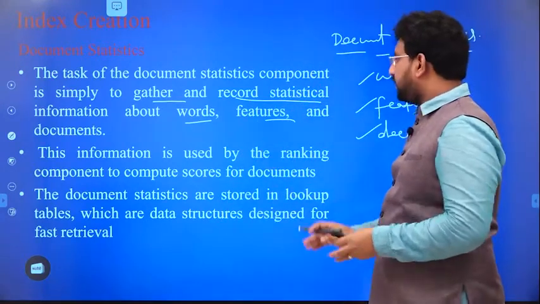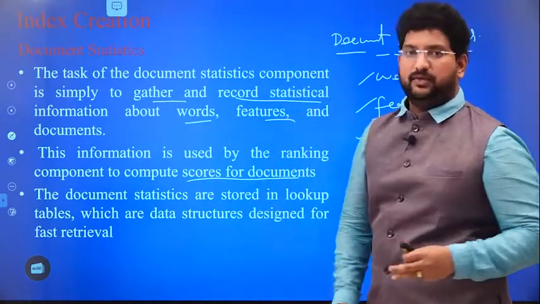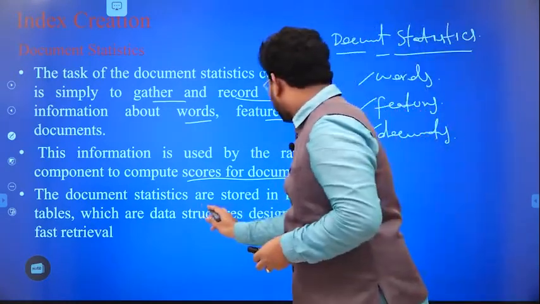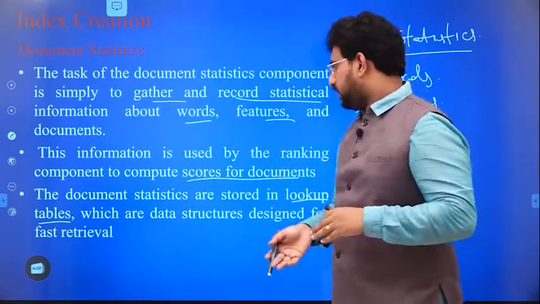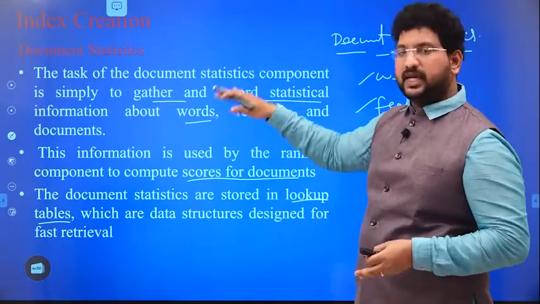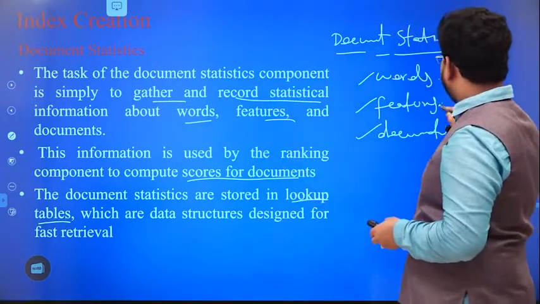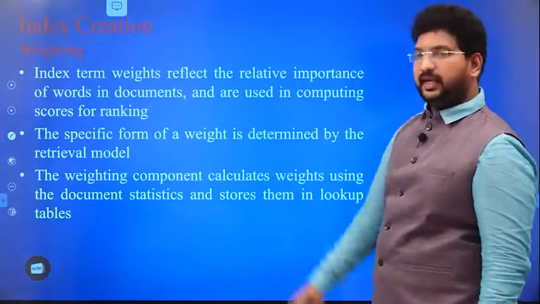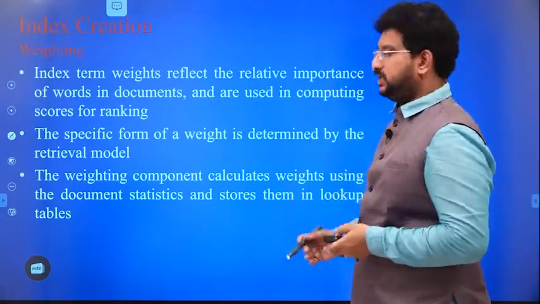This information is used by the ranking component to compute scores for documents. For each and every component, the scores will be calculated. The document statistics are stored in lookup tables, which are data structures designed for fast retrieval. Here the document statistics are mainly responsible for gathering and recording information about words, features, and documents. So this is about document statistics. And weighing: the particular weightage whenever the documents are going to be processed.